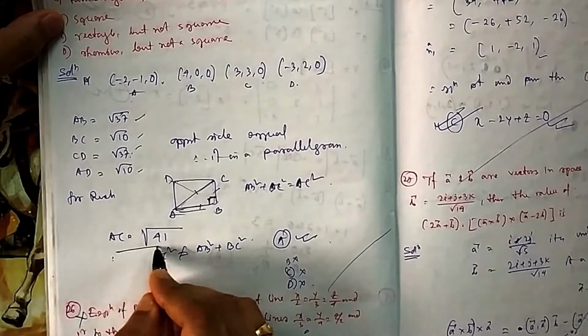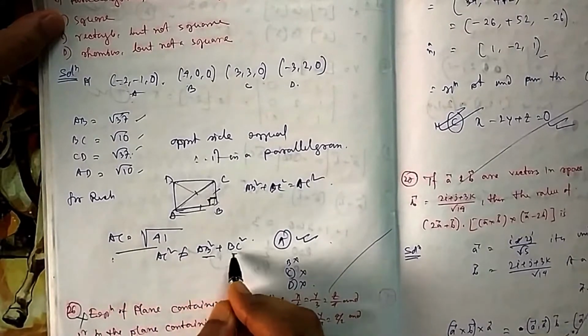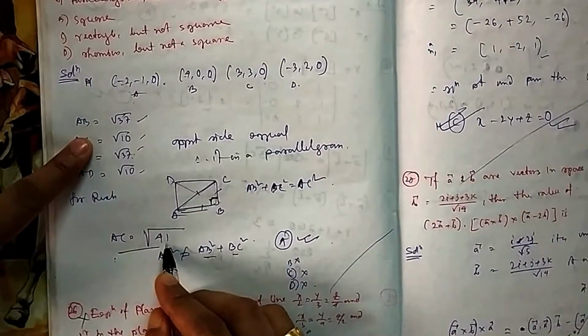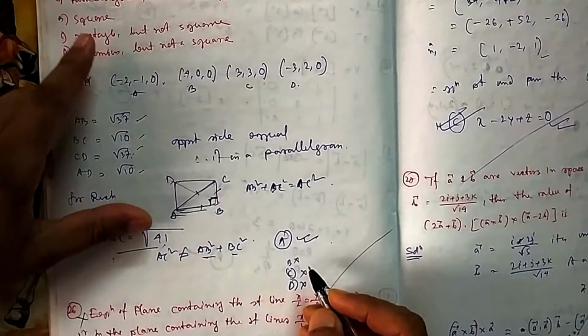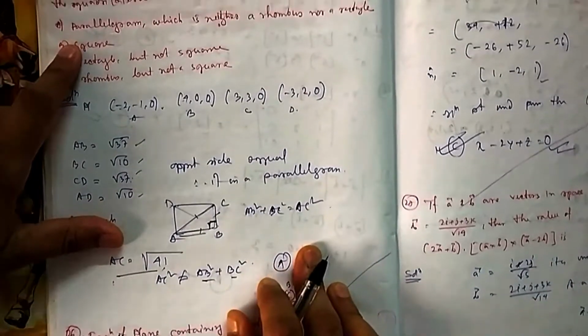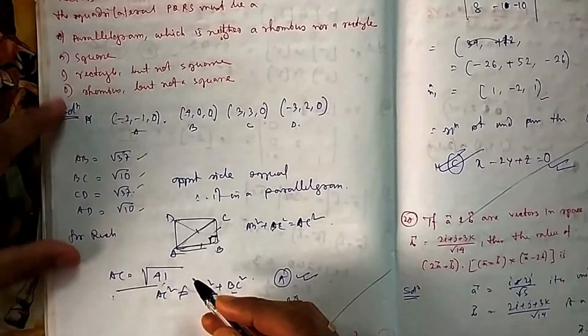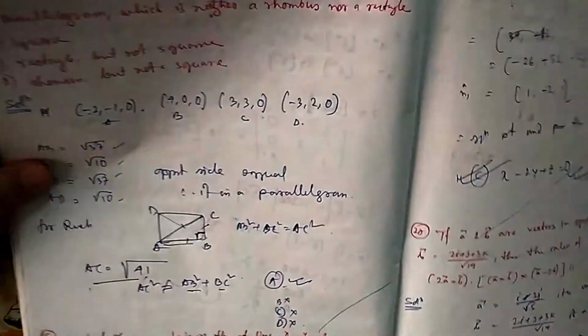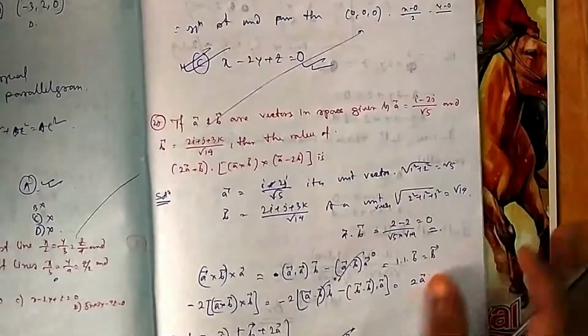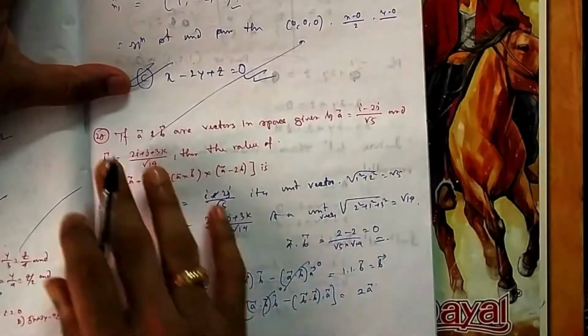So if you calculate, AB square plus BC square is not equal to AC square. So obviously it will not be a rectangle, it will not be a square. Obviously it is not a rhombus, because in a rhombus all these sides should be equal. So obviously it is option A. Next, again 26 is based on plane, that is 3D geometry.